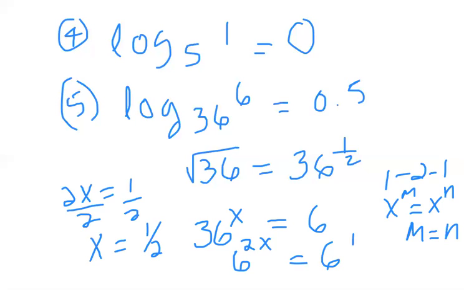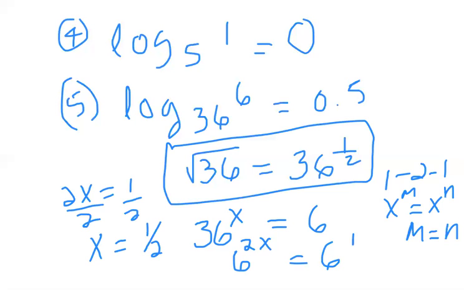Yeah. You completely lost me. I lost you? Completely. Okay. I got the square root of 36. Right? Well, it's supposed to be 6. I'm not sure where you got 36 over 1/2. Okay, because the square root is the same thing as the half power.